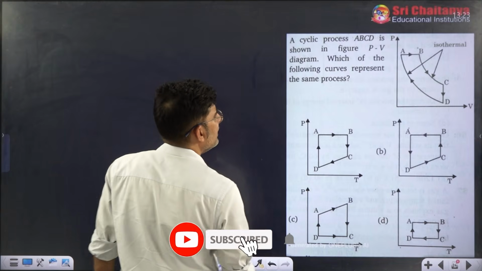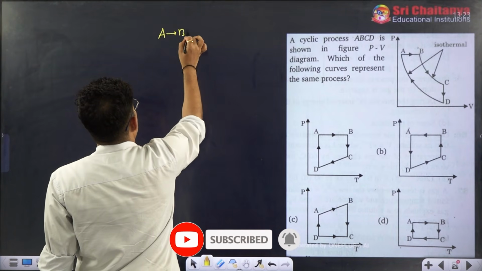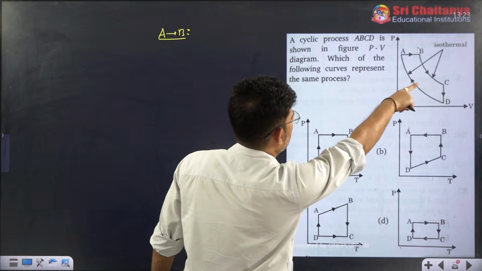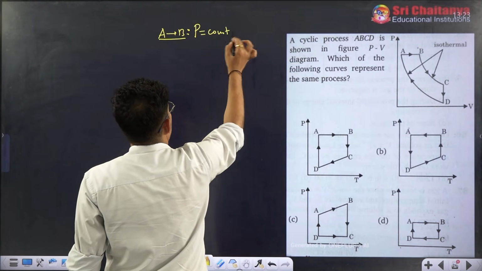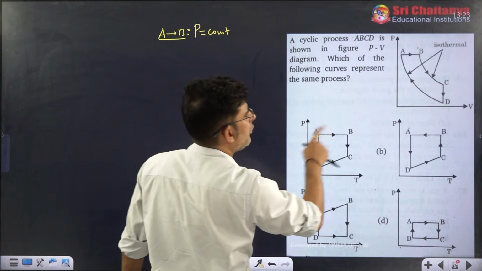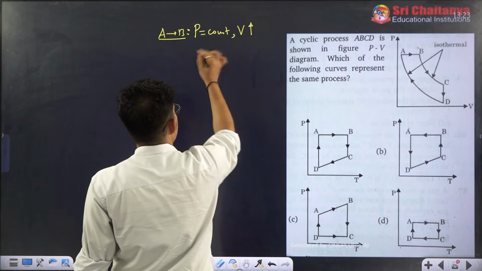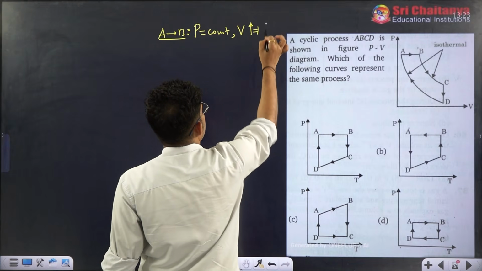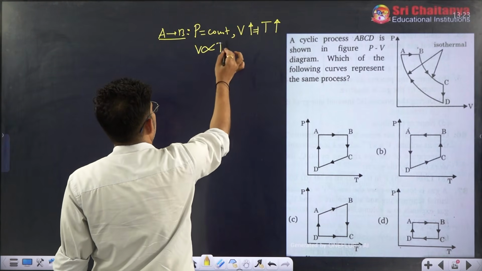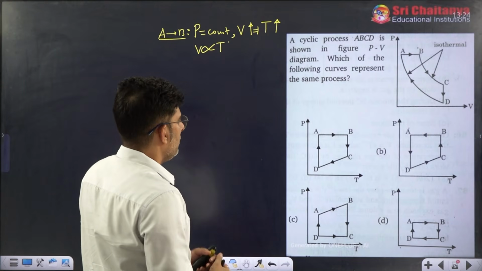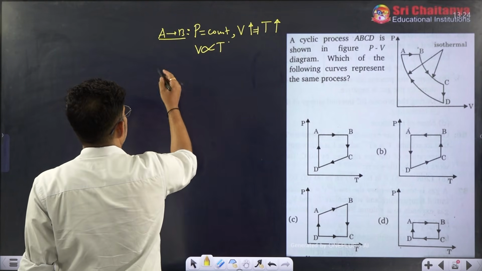So better write here. One by one quickly. We have first A to B. A to B, what is constant? Pressure constant. P is constant, and what is happening to volume? Volume is increasing. So pressure constant, volume will be proportional to temperature. So temperature will also increase. V is proportional to T. Straight line passing through origin. So P constant. Acha, they have asked PT graph, right? This is what we get.